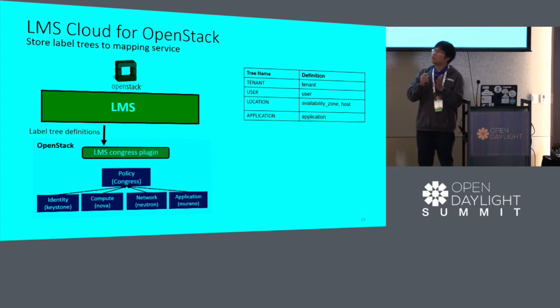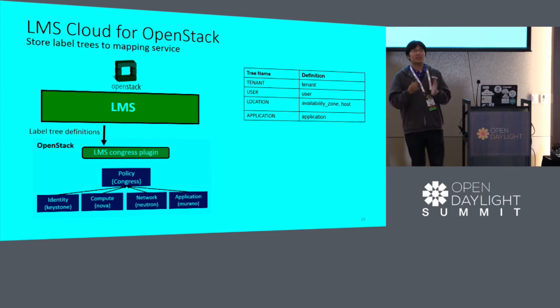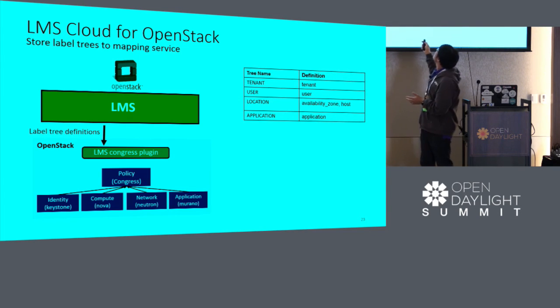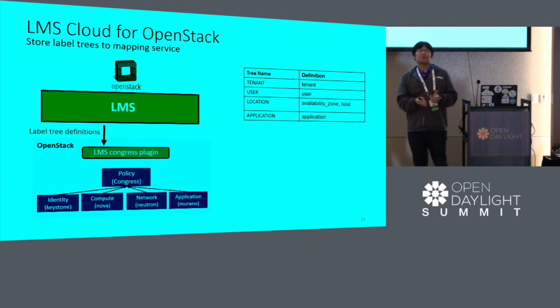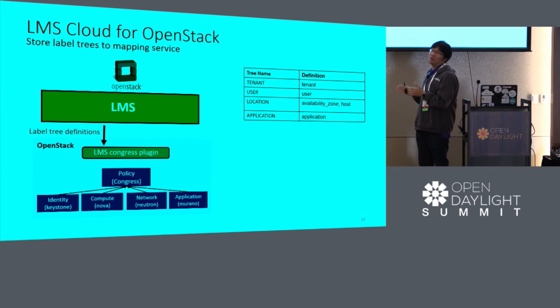Basically, we can give the label tree definitions without specifying any details about how to get this information from the infrastructures. We assume that any cloud admin or expert can define these values. For example, the availability zone: an admin can specify how to get this information from the infrastructures. As users, we don't have to care about these values.